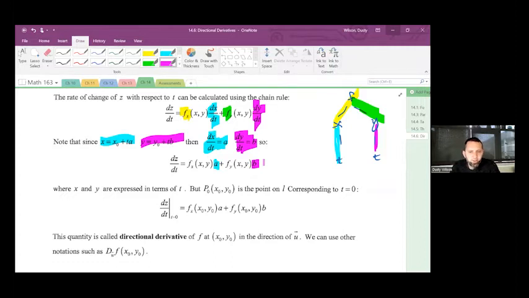And so we get the dz dt when t equals 0 would be indeed fx at x naught, y naught, times a, plus fy at x naught, y naught, times b. This quantity is called the directional derivative of f at x naught, y naught in the direction of u. And we could use other notations such as the directional derivative of f in the direction of u at x naught, y naught. There's a typo here.